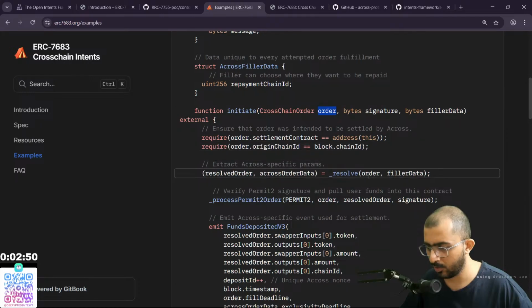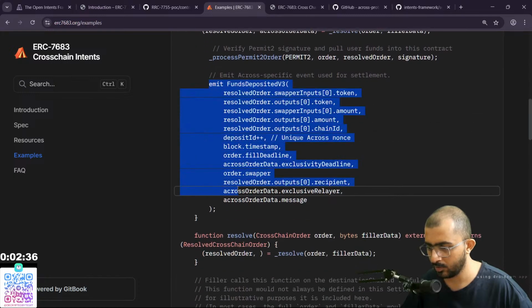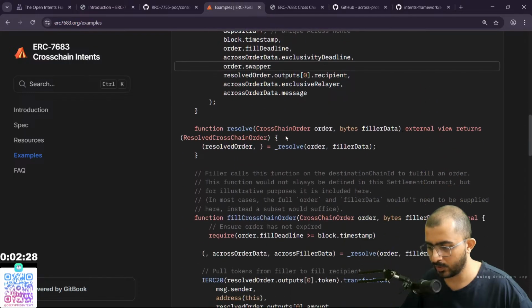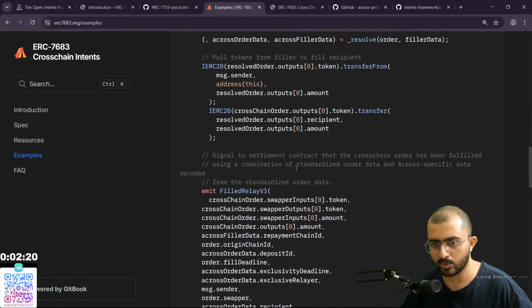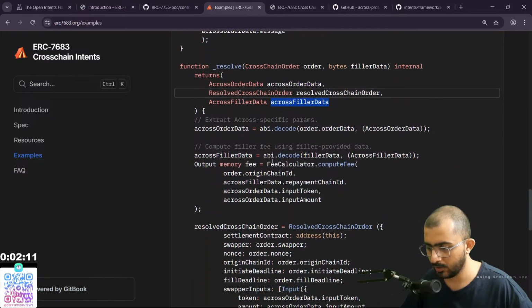Okay, we have order, Permit2, resolve order, swapper. Okay, it's an event. This is processing the Permit2 signature. Resolve is here. We want to see this underscore resolve function. That's what's interesting. It returns these three structs.